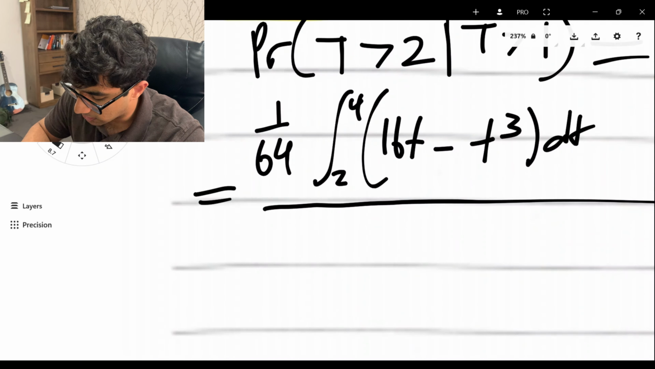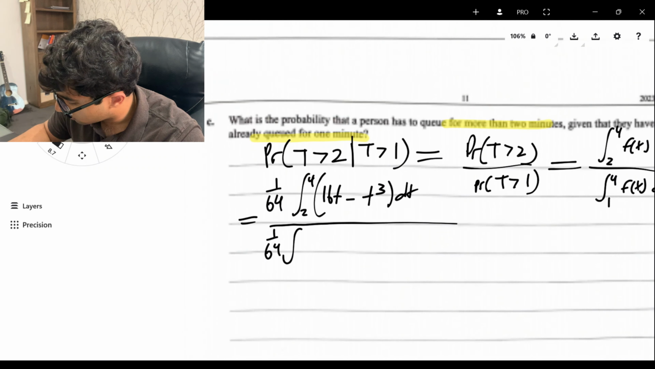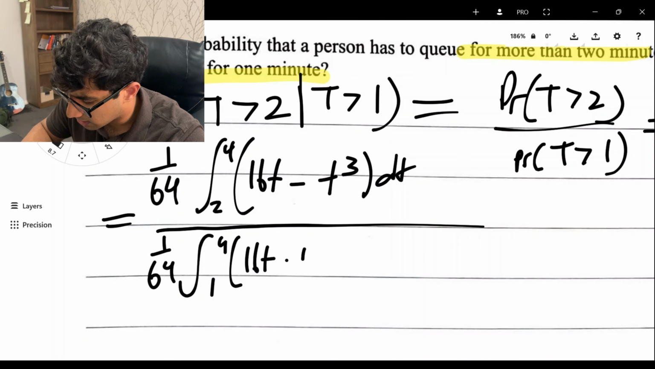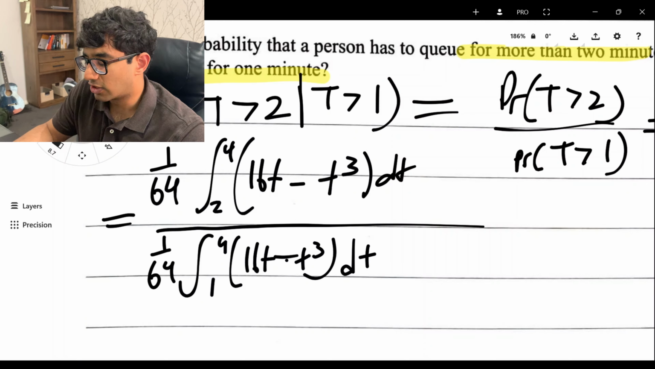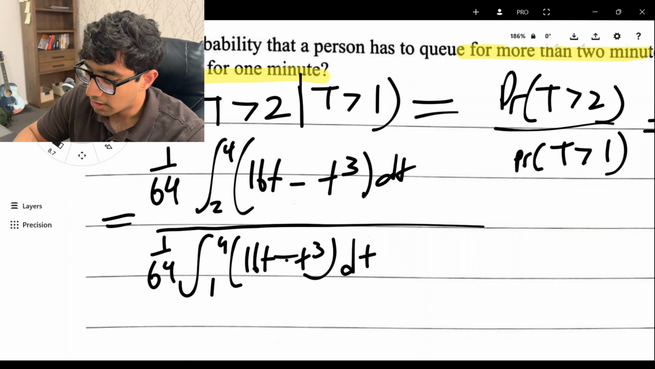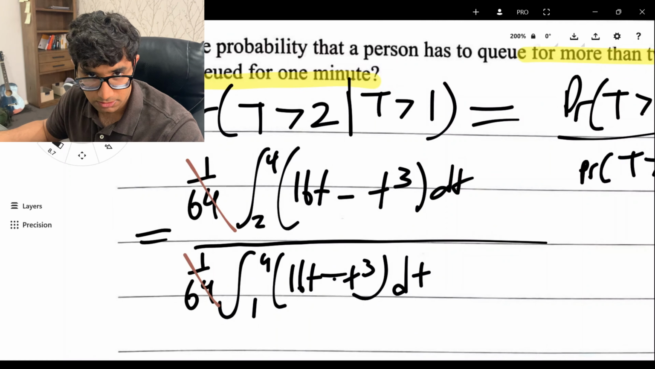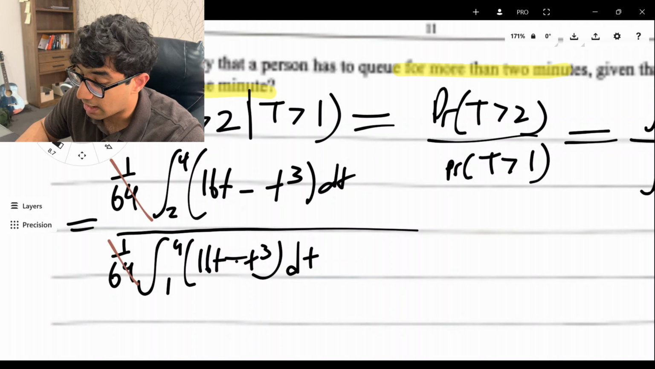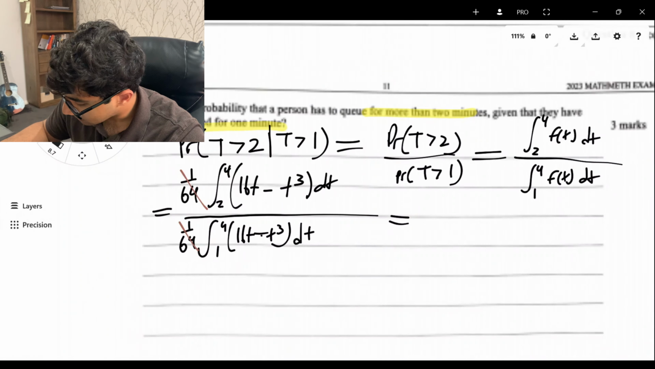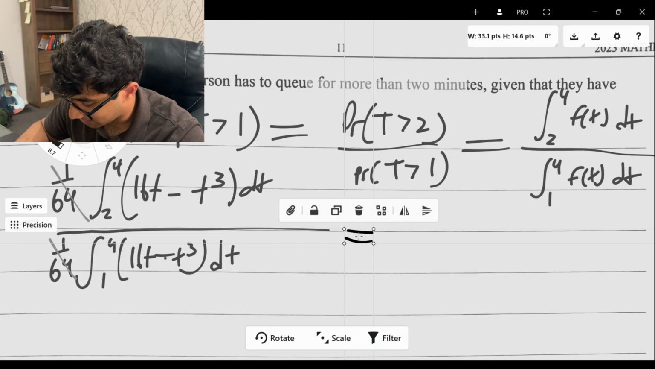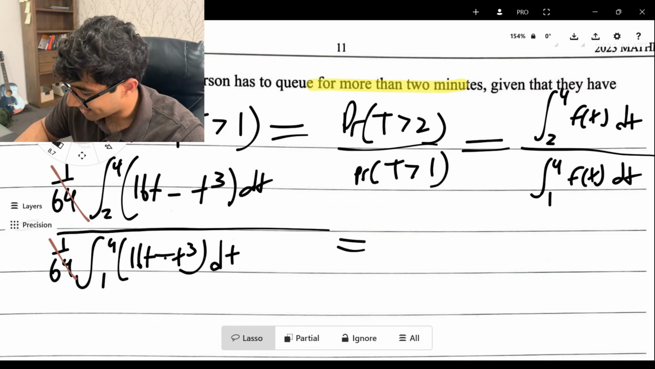And I'm going to do the same thing with the bottom part. So 1 to 4, 16t minus t cubed dt. I'm just trying to show you guys maybe how I would do it to reduce the burden of algebra. So automatically I can cancel those out, so I don't have to worry about the 1 over 64 anymore. Hopefully you did that when you were solving it. What else could you do? Now all you have to do is just expand it out and pray for the best.